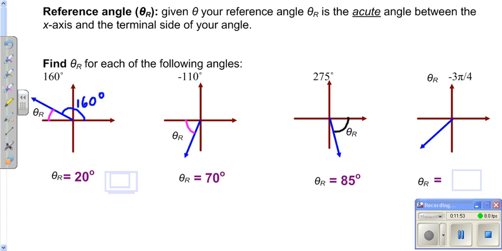Then you need to go ahead and decide on your reference angle. Your reference angle would be here. However, we know if we go all the way around here, this is negative pi. But we only went 3/4 of the way, so that leaves us with 1/4 of a pi difference. So your reference angle is 1/4 pi.